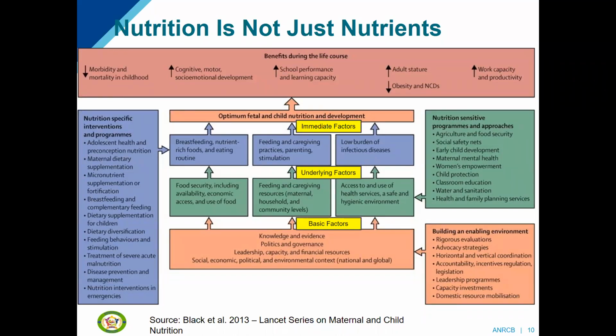Similarly, there are basic factors that affect a child's nutrition. This includes resources within the community, leadership, and governance. Interventions and programs that address immediate factors are often referred to as nutrition specific. These include interventions such as nutrient supplementation of mothers during pregnancy, promotion of breastfeeding, treatment of acute malnutrition, and intervention during emergencies. Programs and approaches that address underlying factors are often called nutrition sensitive.